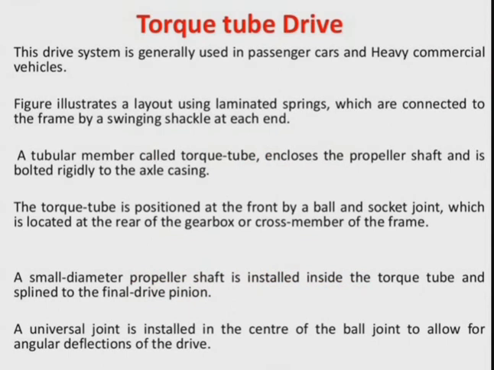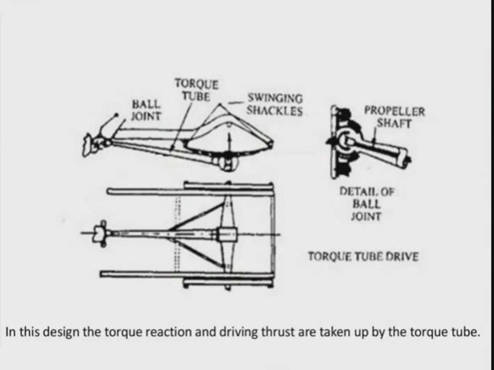A universal joint is installed at the center of the ball joint and also allows the angular deflection of the drive. So here you can see this is the system. In the design, the torque reaction of the driving thrust can be taken by the torque tube. So what is this system actually? Torque tube drive is a system connected in the rear axle, from the transmission system to the rear axle drive, so the rotation from the transmission is given to the system.